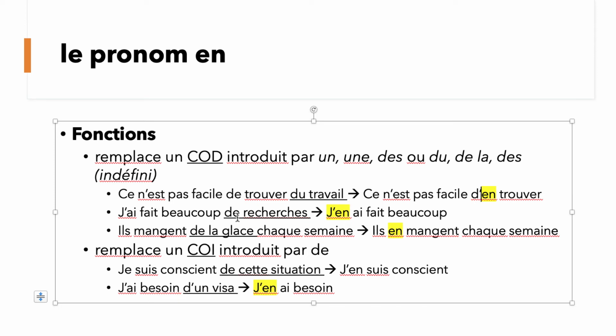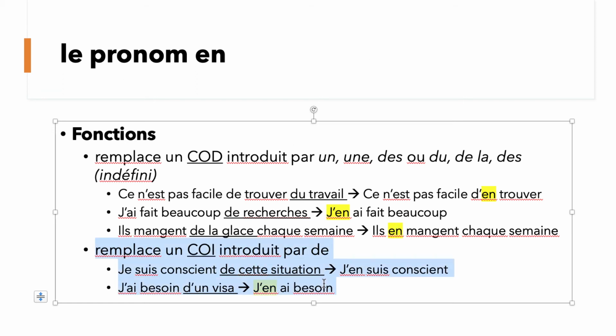J'ai fait beaucoup de recherches. J'ai fait beaucoup de quoi, right? J'ai fait quoi, right? De recherche. So you're going to be placing that before the conjugated verb. Okay? And going back here, these are indéfinis. Il mange de la glace chaque semaine. Il mange quoi chaque semaine? Il en mange chaque semaine, right? Again, you're placing that before the conjugated verb.